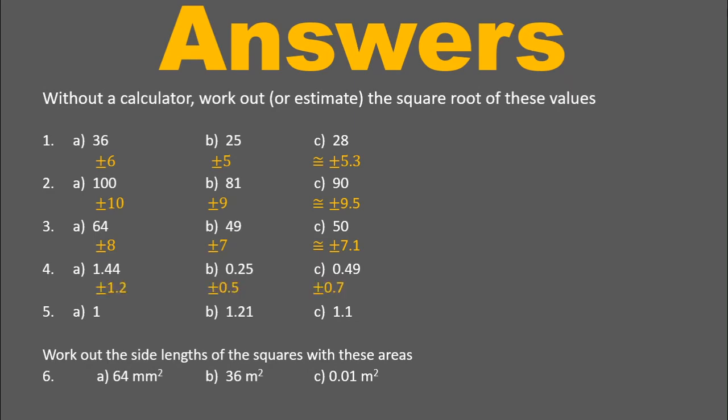Next question, 5, we can square root A and we can square root B. And you should see that question C is a little bit closer to part A than part B, but it's almost in the middle. And in fact, when we round it, it rounds right to in between. The side lengths of these squares with the given areas, we just need to square root these numbers. 64, 36, and 0.01 should not be difficult ones to square root.